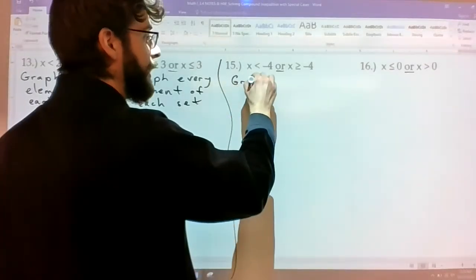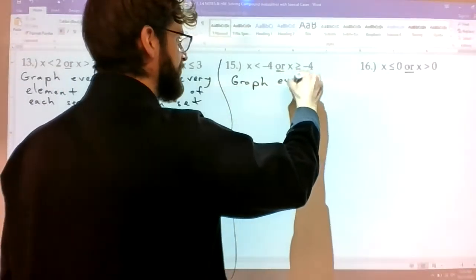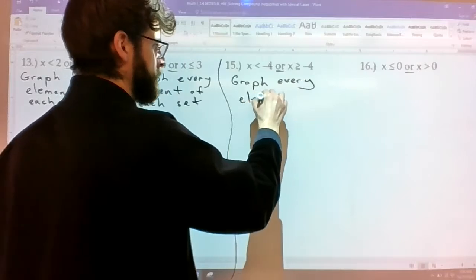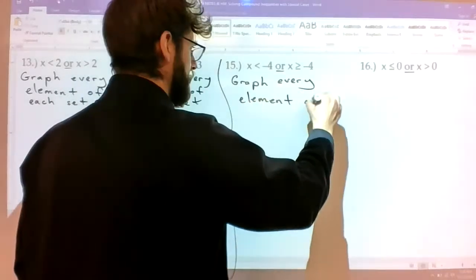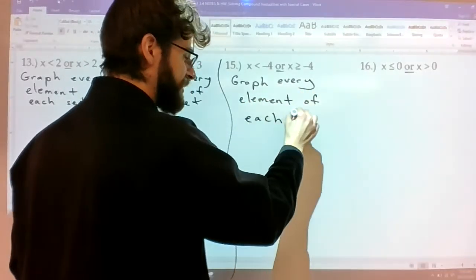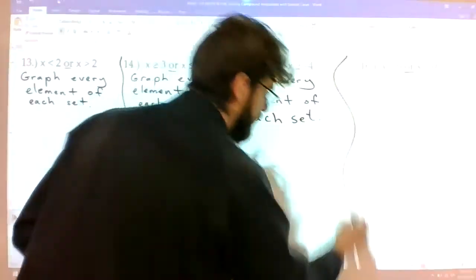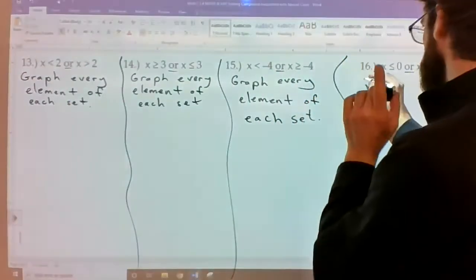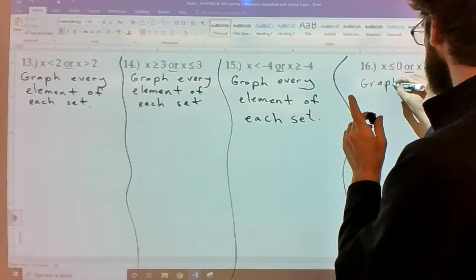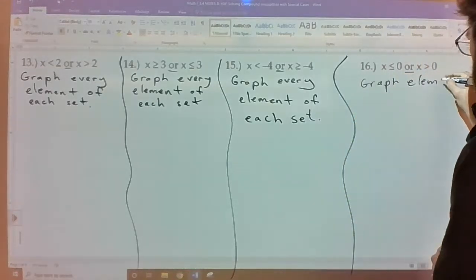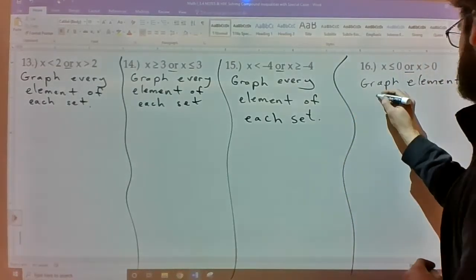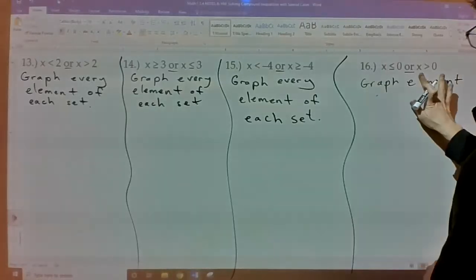Graph every, I know, I'm hammering it home. This is like Thor style hammering it home, guys. I just want this to be absolutely clear. Graph every element of each set. Oh man, I messed that one up.